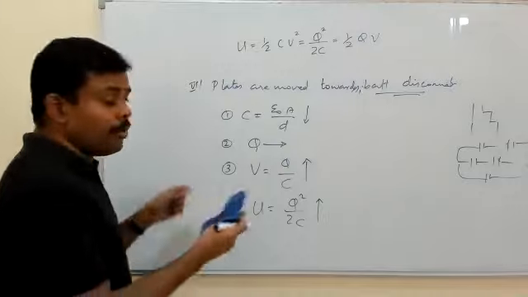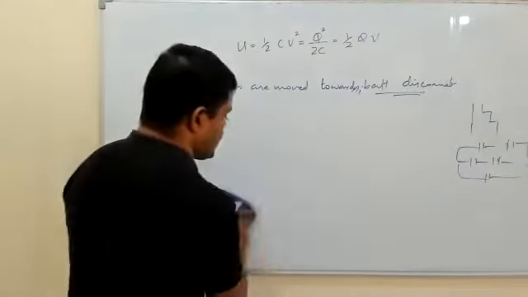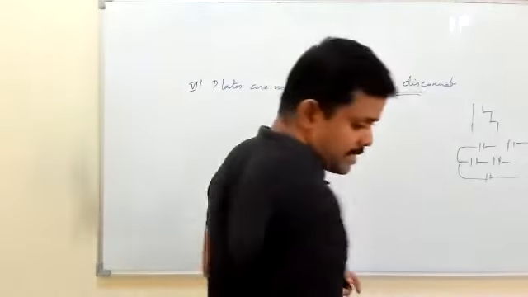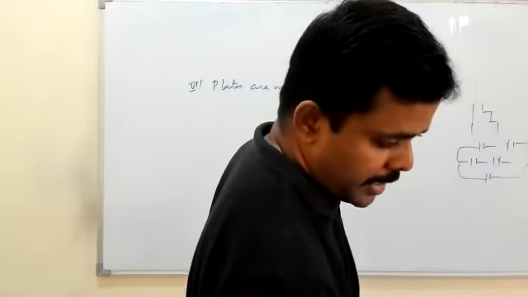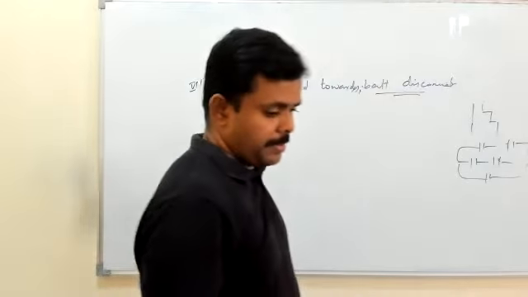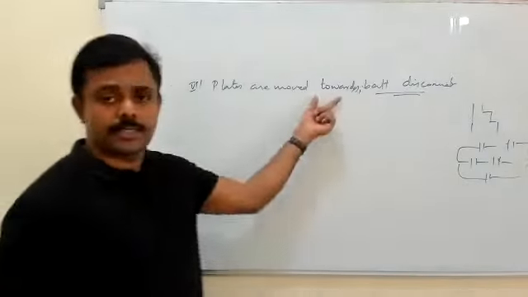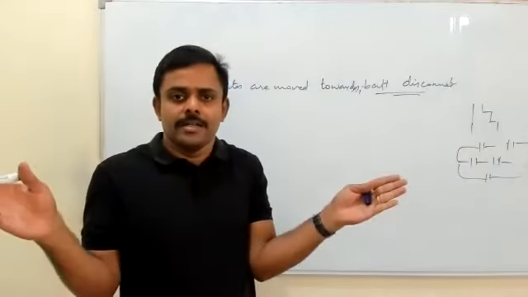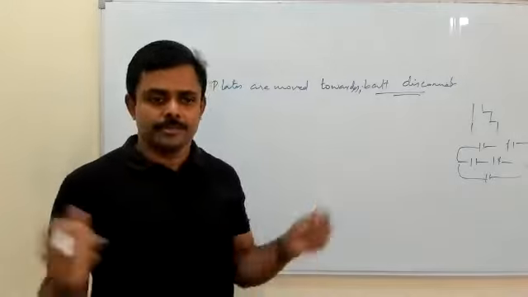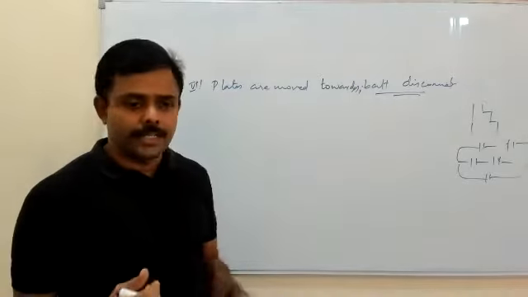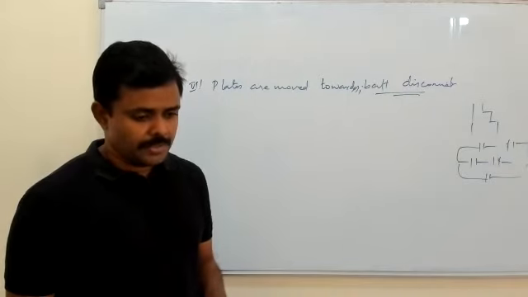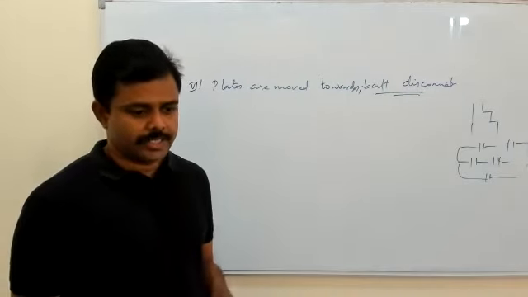Plates are moved towards each other, battery connected. That is case number 7. Plates are moved towards each other, battery disconnected. This was moved apart, and in this case they are moved towards each other, the opposite of it.